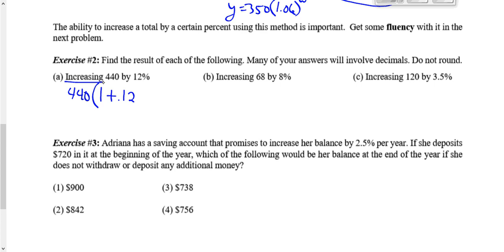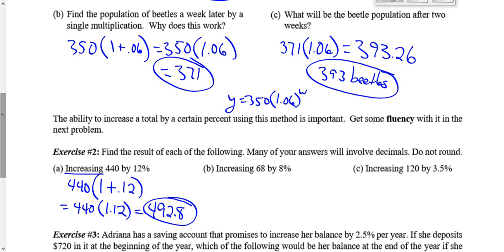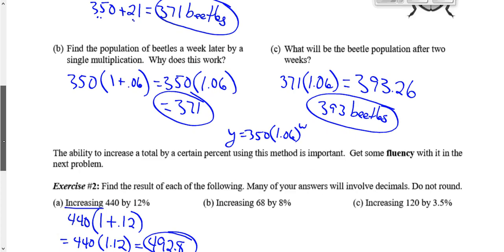To increase it by 12%, the long way would be to find, all right, what's 12% of 440, and then add 440 to that, right? But isn't this just 440 times 1.12? And what does that give you? A number. Tell me what that number is. 492.8. Right? So do you see doing it this way does those 2 steps all in one? Up here was 2 steps. Down here was just 1.